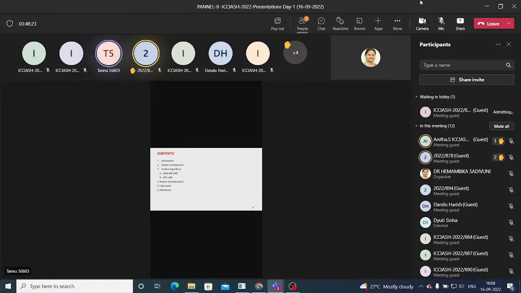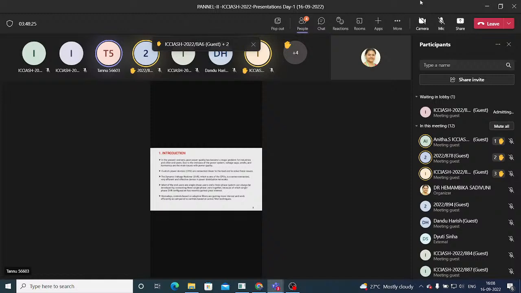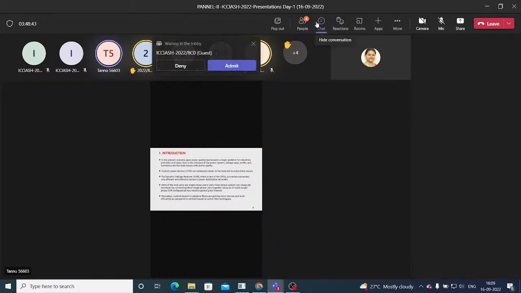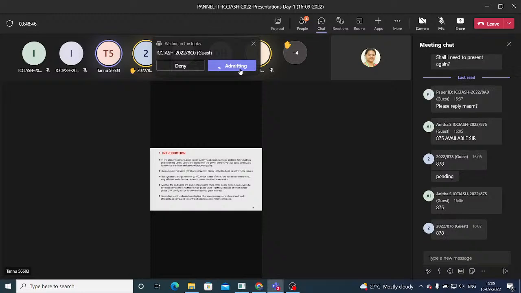So, introduction. In the present scenario, poor power quality has become a major problem for industries and other end users due to the intricacy of the power system. Voltage sags, swells, and harmonics are the main power quality issues. So custom power devices are introduced and connected closer to the load end to solve these issues. The dynamic voltage restorer is one of the custom power devices, and a series-connected DVR is a very efficient and effective device in the power distribution network.